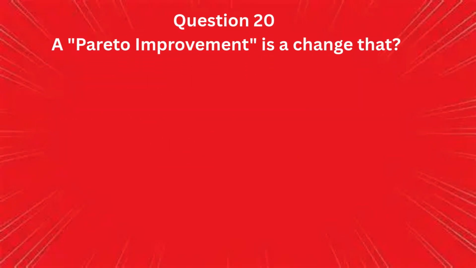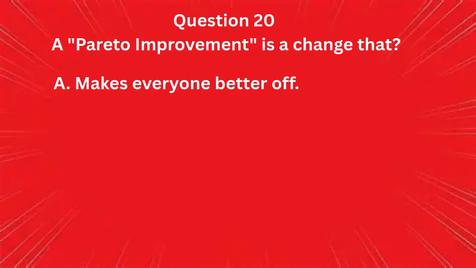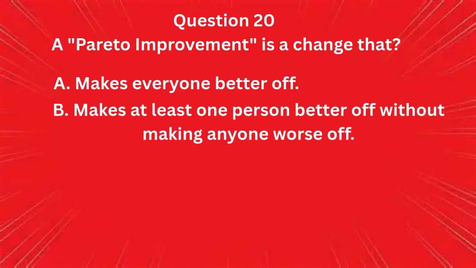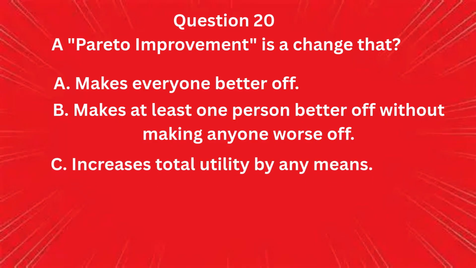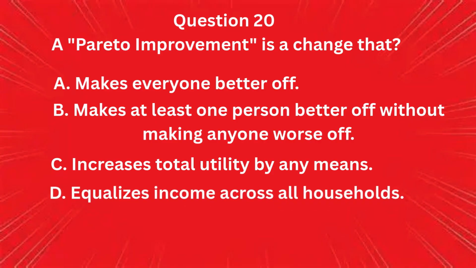Question 20. A Pareto improvement is a change that A. Makes everyone better off. B. Makes at least one person better off without making anyone worse off. C. Increases total utility by any means. D. Equalizes income across all households.